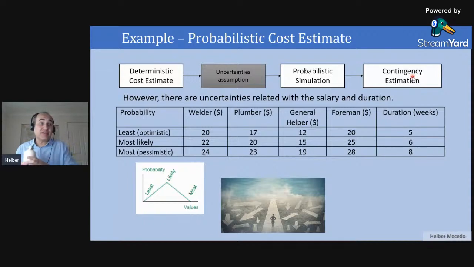Remember that in the triangular distribution, I need to have three numbers. The most likely, which I will use as my number for my deterministic equation, so what I believe will happen, plus an optimistic scenario. Suppose that the market is not hot, so we have a lot of professionals available, or the market is so hot that I know the salary will increase. So I will define these three scenarios, and we also define different durations for this scope.